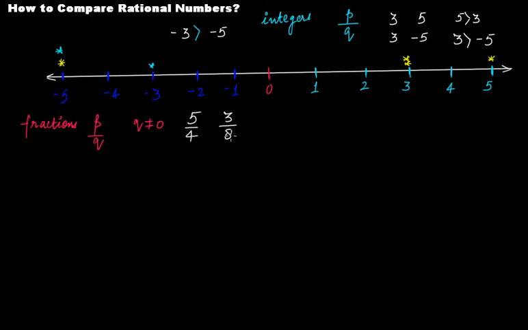Whenever you have to compare two fractions, what you have to do is first convert these two fractions into like fractions, make them like fractions. What's the term? Like fractions. And like fractions, our aim is to make the denominator of the fractions equal. So we have to make the denominators equal. That's our aim.